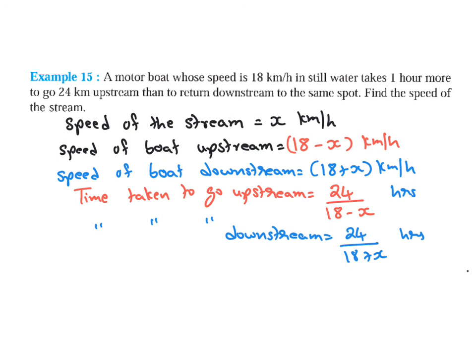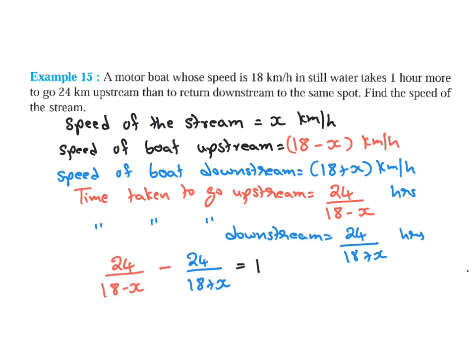We have done such a type of problem earlier. The time is nothing but distance over speed. So the time taken to go upstream is 24 kilometers, that's the distance the boat has traveled, divided by the speed upstream, which is 18 minus x. What is the time taken to go downstream? It will be 24, that is the distance, divided by the speed downstream, which is 18 plus x kilometers per hour. And the question says that the difference between the upstream and the downstream time is 1 hour.